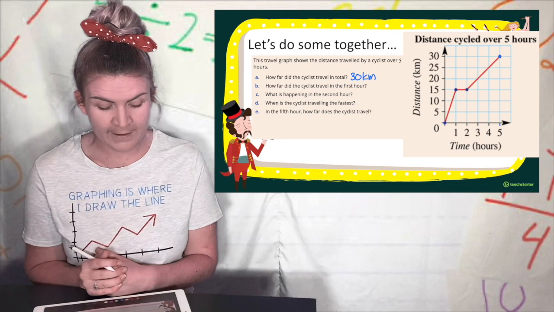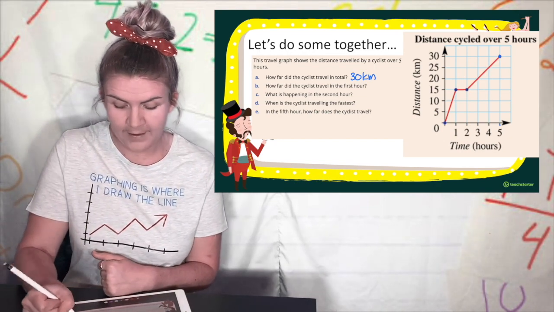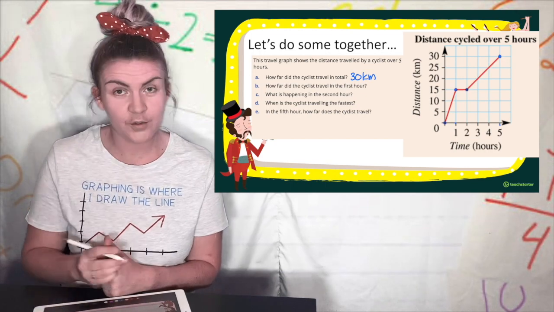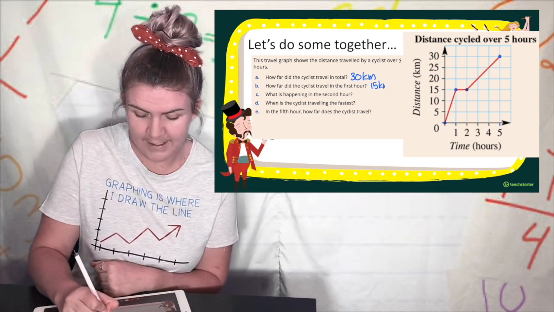B. How far did the cyclist travel in the first hour? I'm going to go to the time of 1 hour and look at this dot, which is 15. So they traveled 15 kilometers in the first hour.